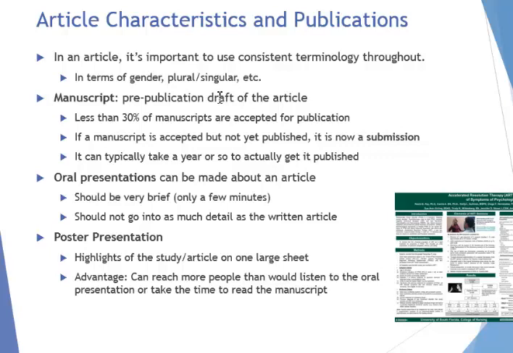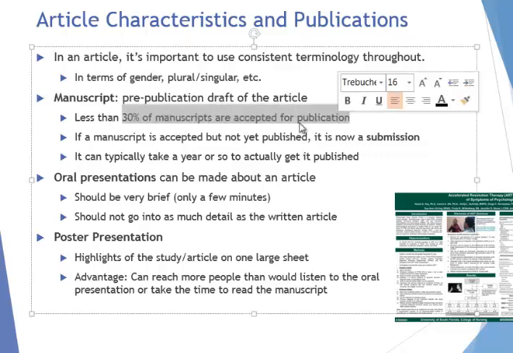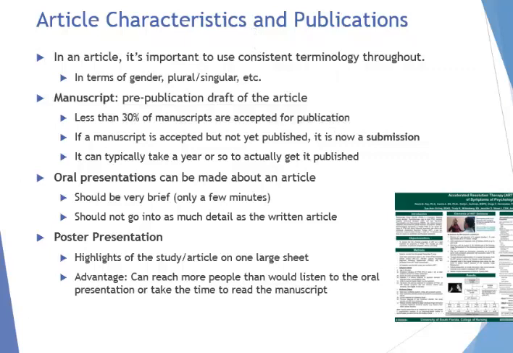A pre-publication draft of the article, in other words, when you first draft the article to begin with, that is a manuscript. In other words, before it's published. Less than 30% of manuscripts are actually accepted for publication, which means that more than 70% are rejected. When it is accepted, but it's not yet published, it is now called a submission, and it can typically take a year or more even to actually get it published, even from the time that it's actually accepted.